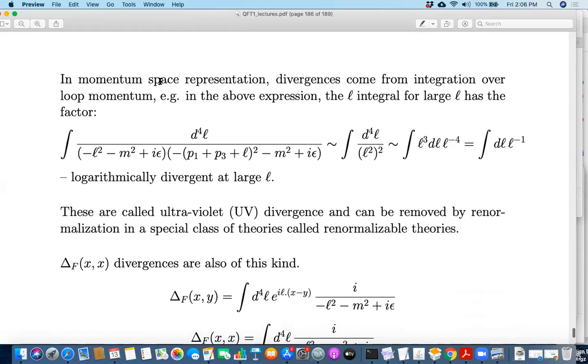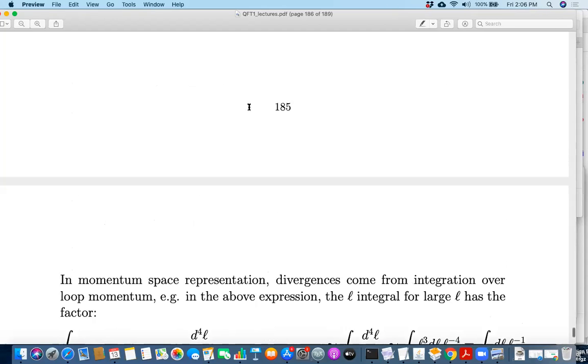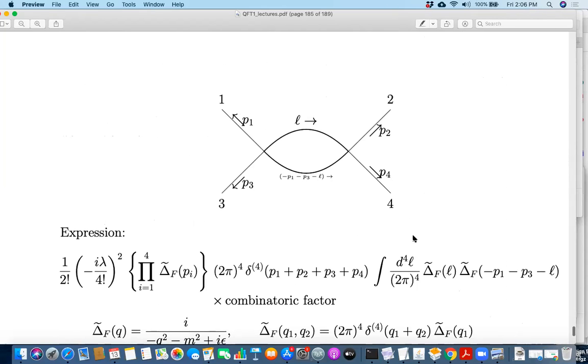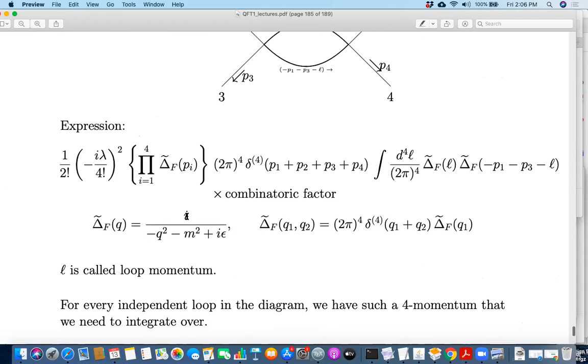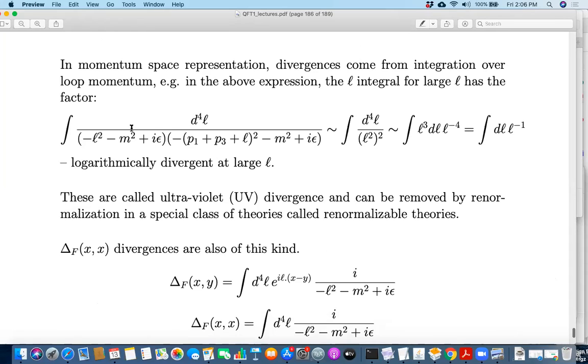So now let me come to the divergences. In the momentum space representation, all divergences essentially come from integration over the loop momentum. So for example, in this expression that we had here, this delta F tilde goes as 1 over minus L square minus M square plus i epsilon. And then this one has 1 over minus (P1 minus P3 minus L) whole square minus M square plus i epsilon. So this is what I have written here.